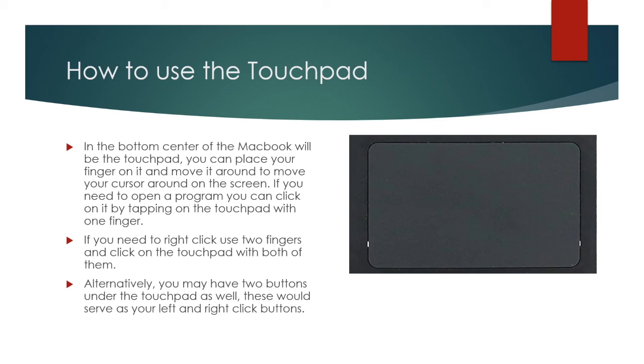And now for how to use the touchpad. In the bottom center of the MacBook will be the touchpad. You can place your finger on it and move it around to move your cursor around on the screen. If you need to open a program, you can click on it by tapping on the touchpad with one finger. If you need to right-click, use two fingers and click on the touchpad with both of them. Alternatively, you may have two buttons under the touchpad as well. These will serve as your left and right click buttons.